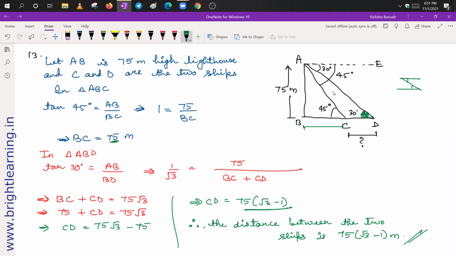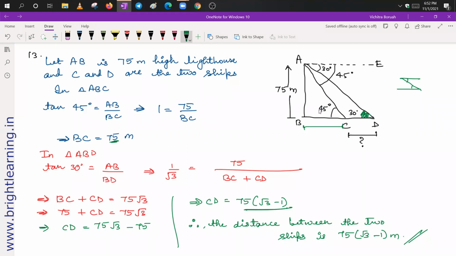Next, here you can see that this will be like an angle of elevation question. Angle of depression is given, so using the property of alternate interior angles, you get this angle is 45 degree, this angle is 30 degree. So now it will be like an angle of elevation question: from this point angle of elevation is 30 degree, from this point angle of elevation is 45 degree.